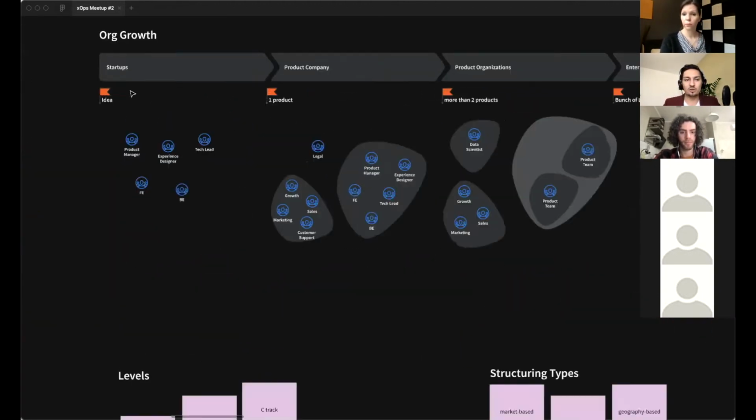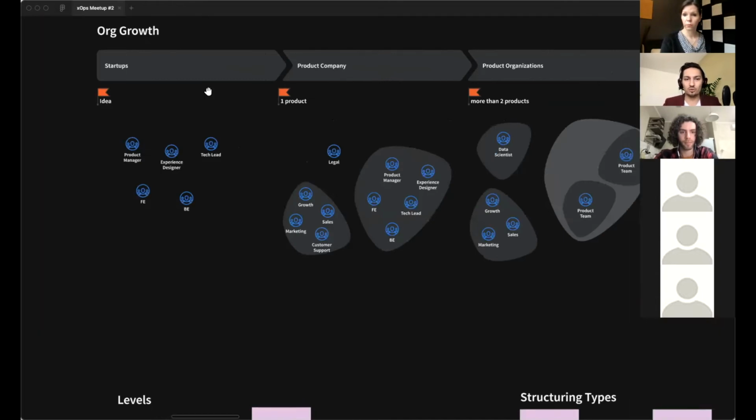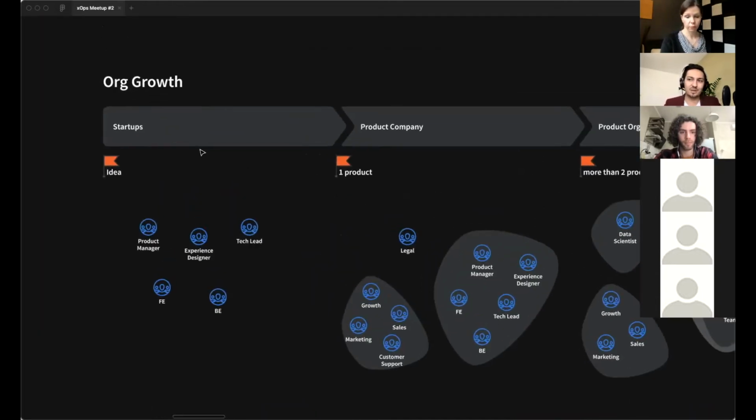Here, I wanted to show the organizational growth timeline, but again, I'm open for your feedback, for your thoughts here as well. So we are starting with a startup. If we're speaking about organizational growth, we are starting with startups, where we are just gathering people who are willing to participate. We are hiring people just to cover the main needs.